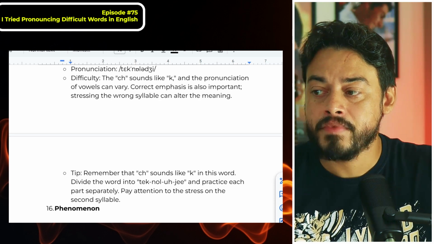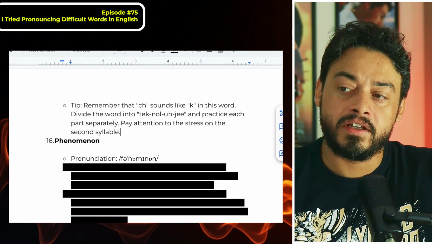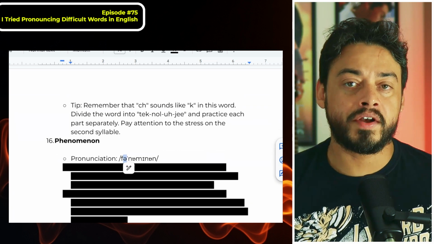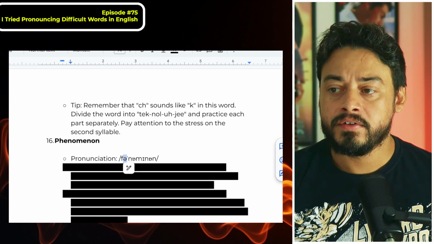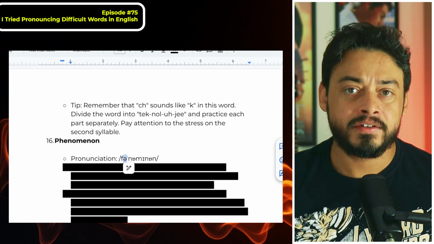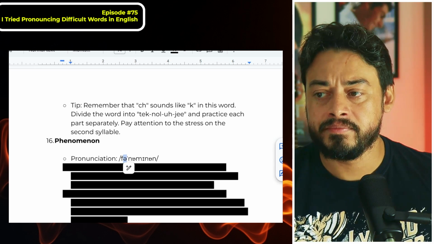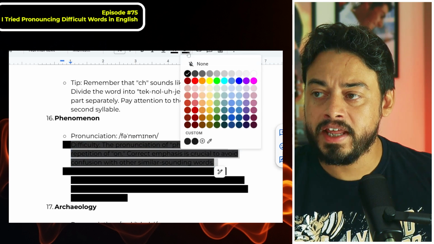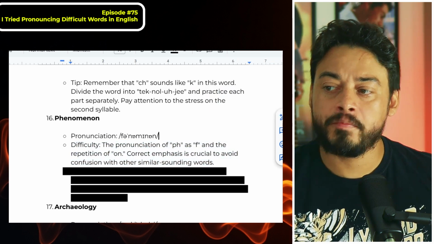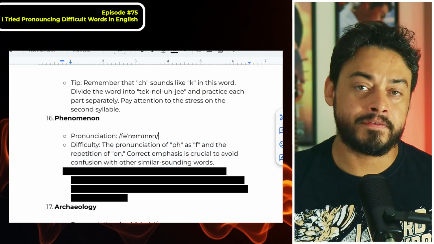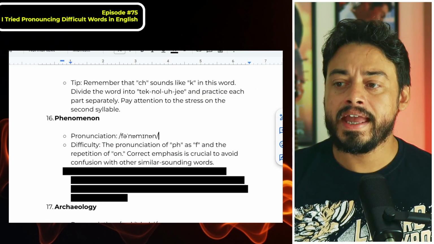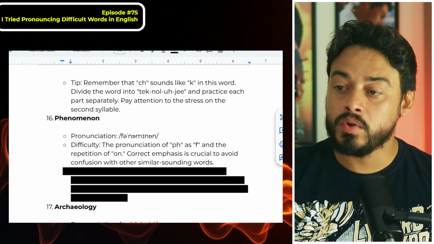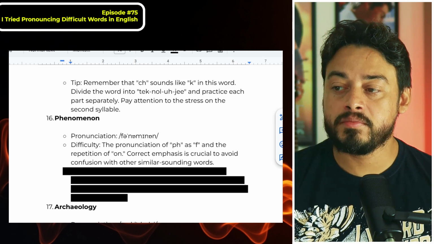All right? Then we have phenomenon. So the first E there is a schwa sound again, phenomenon. All right? So here is a short explanation. The pronunciation of PH as F, like phenomenon, you see F, and the repetition of on. Correct emphasis is crucial to avoid confusion with other similar sounding words.